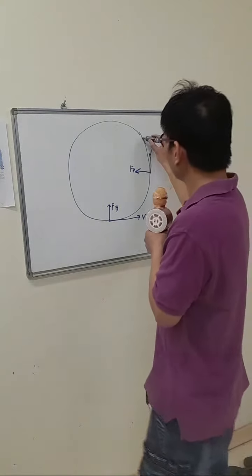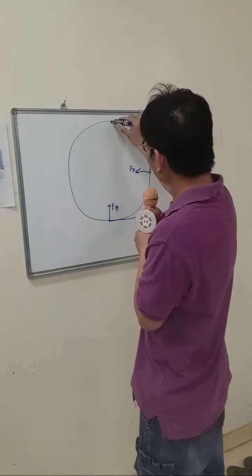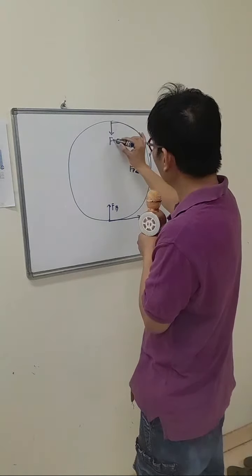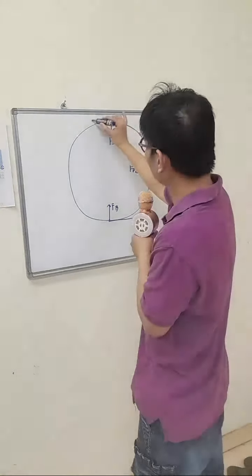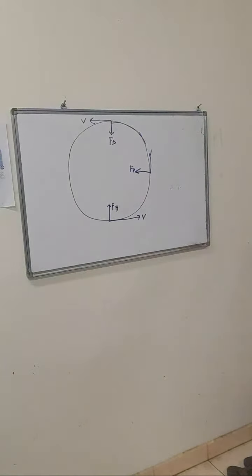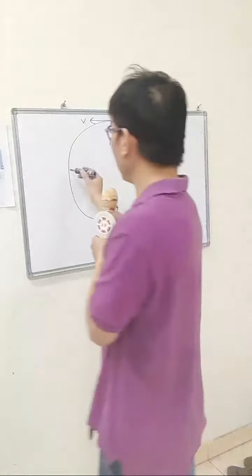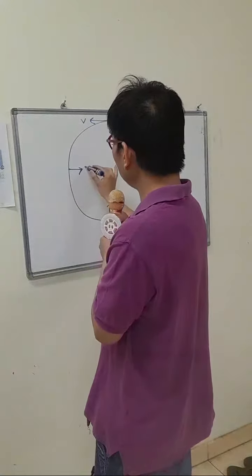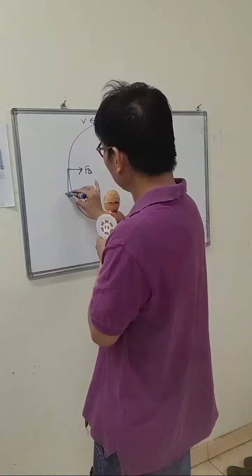Okay? And then after that, it will go to the center. Your FB here is the magnetic force, and then your magnetic field will be here. So they are always perpendicular with each other, at 90 degrees inclination. Okay, here we have the FB and then the magnetic field.